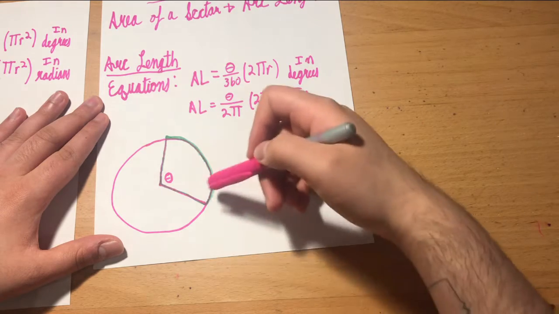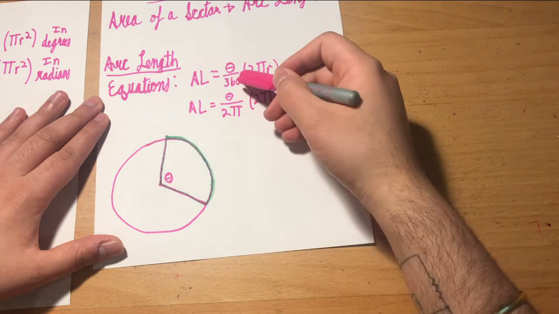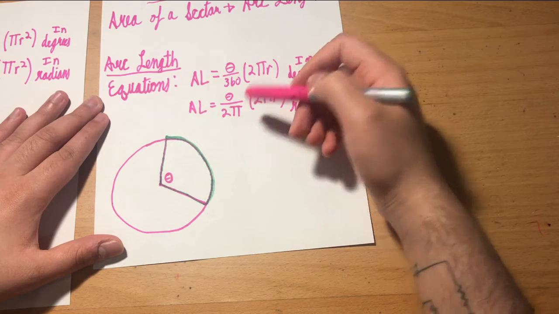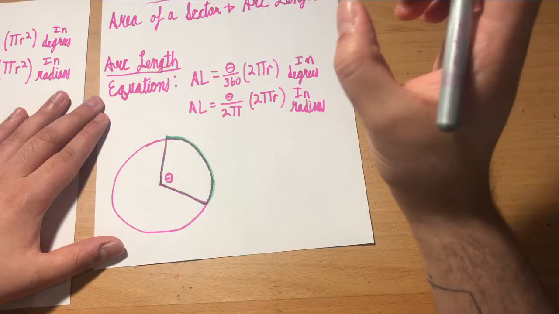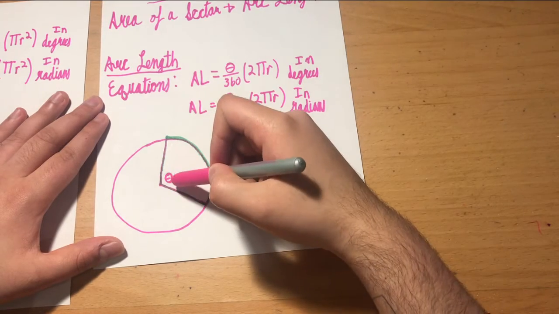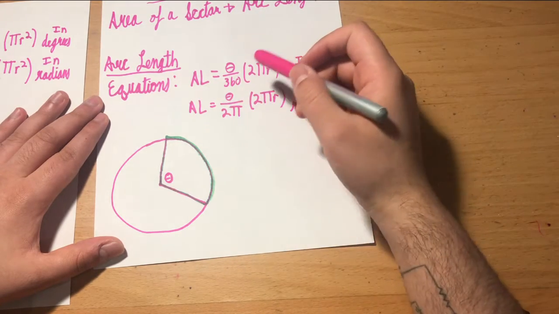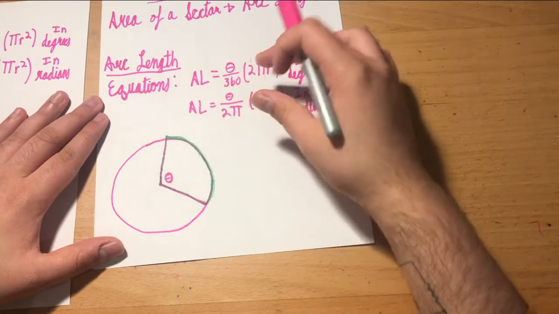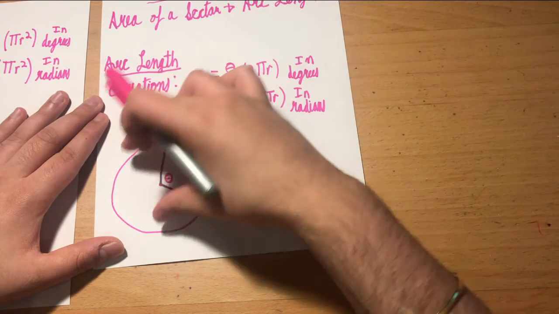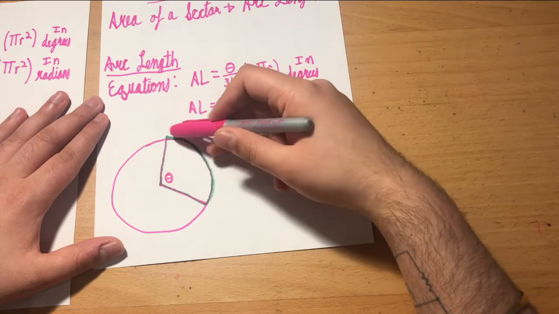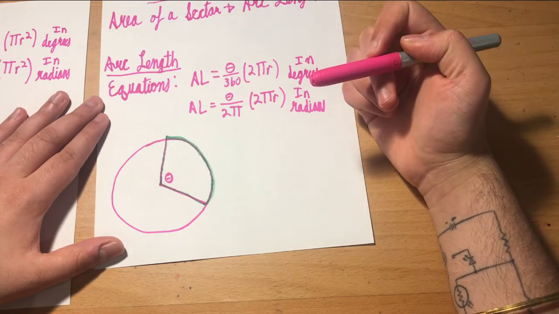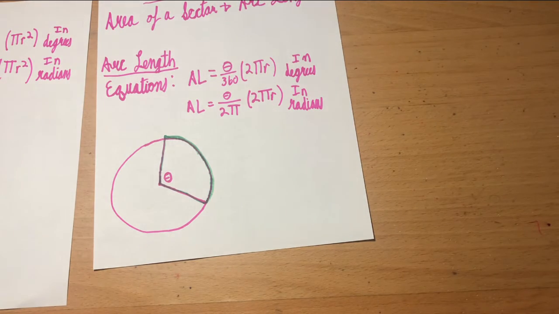The total number of degrees in a circle going all the way around is 360 or 2 pi, depending on whether you're in degrees or radians. The specific part of it that you have is theta. So you're essentially multiplying the circumference by a specific fraction to scale it down to just this length, the arc length. Hopefully that made sense as to why the equations work the way they do.